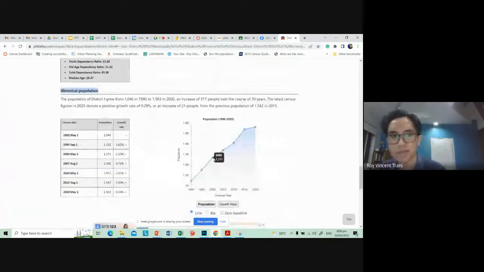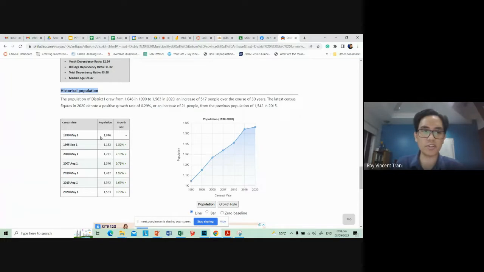We'll go with a simpler one: the number of people in your district. So historically, District 1, Sibalom, has had about 1,000 people, and it's slowly increasing. So again, this would be an example of stock, inflow and outflow. The stock is the population. The inflow is the number of people coming into that district.